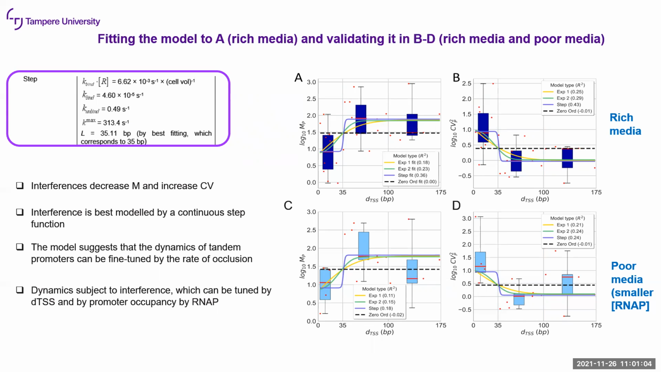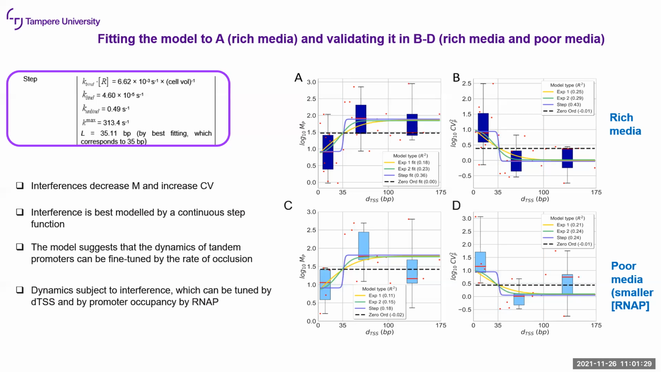What that tells us is that the main regulatory mechanism of these tandem promoters is occlusion. So if it's small enough to occlude, the expression is very weak. If it's long enough, or distant enough, to not cause occlusion, then the expression can be stronger. So that form of interference is the strongest regulation. And also, of course, the strength of the promoters matters a lot.